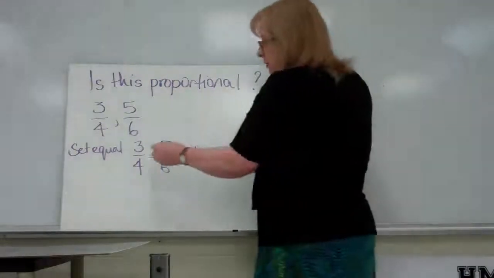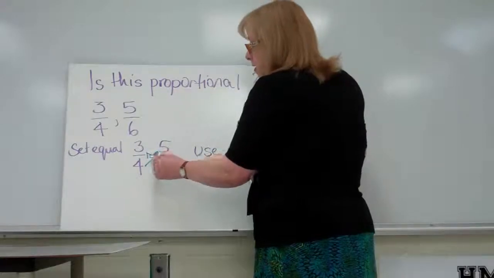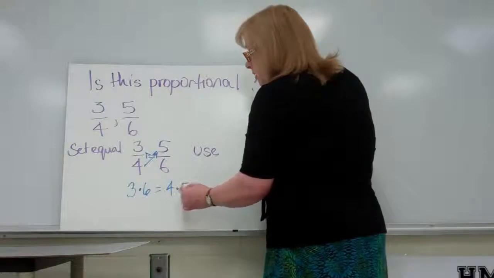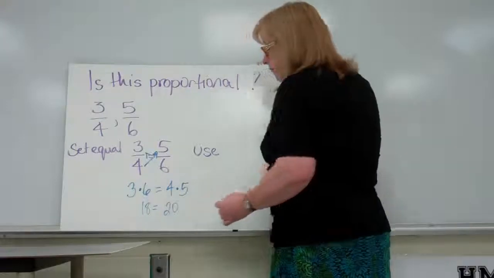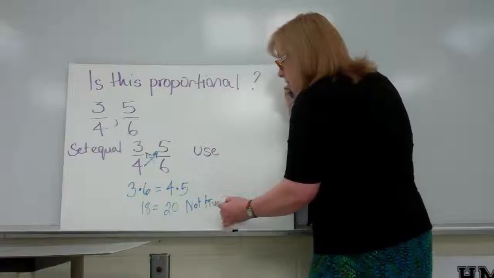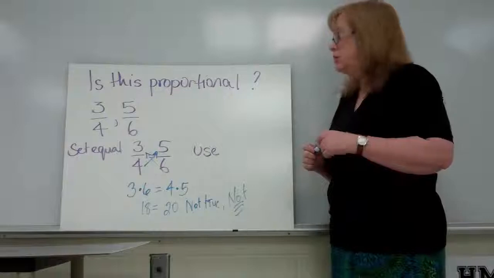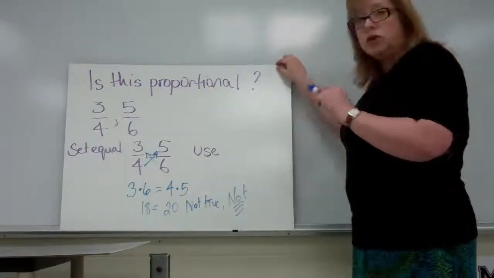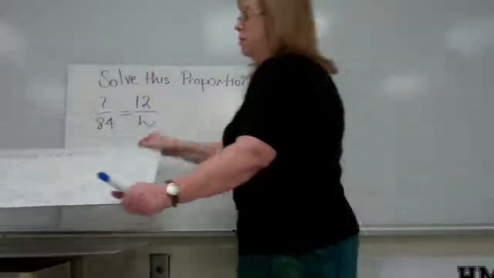Alright, so we set them equal. 3/4 equals 5/6. We're going to use cross products. So 3 times 6 equals 4 times 5. 18 equals 20. Well, this is not true. So it is not a proportion because that wasn't true. So again, we set them up as equal, use cross products, and then find out if that's a true statement or not to find out if they're proportional.